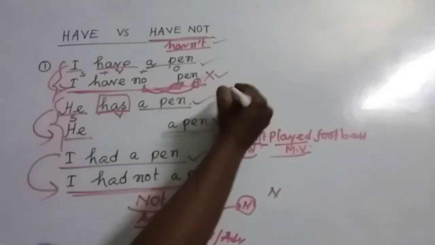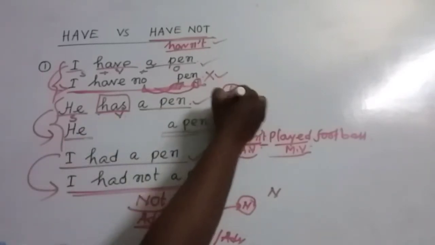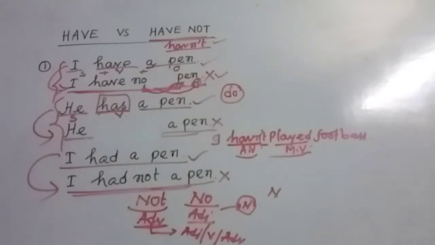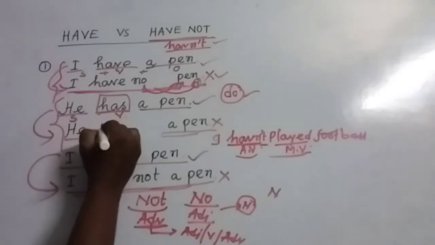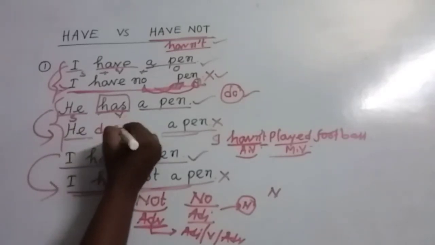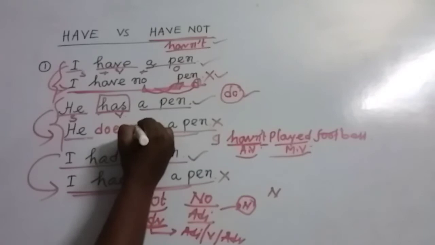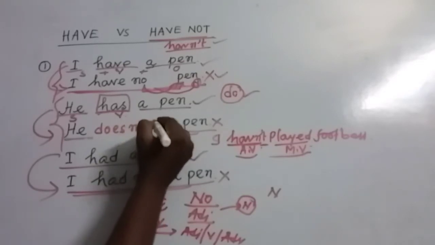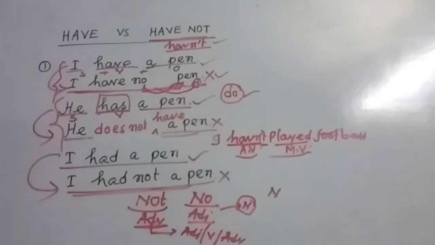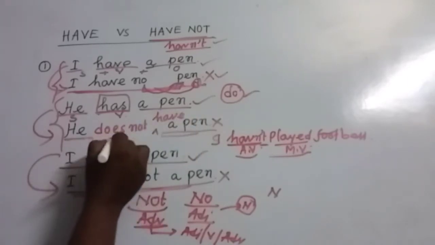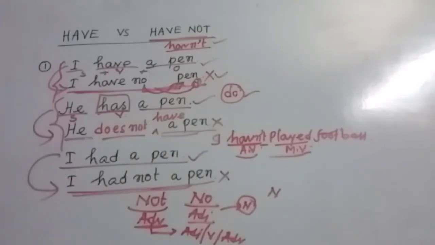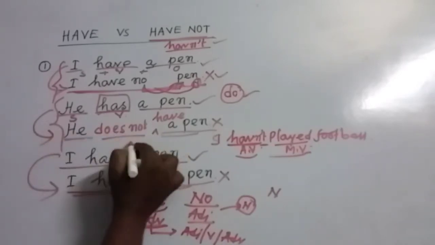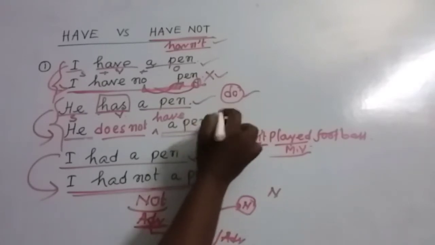That means we are going to introduce one auxiliary verb here, that is do. As it is present tense, we are using do. It is third person, so obviously we have to use does. Then we can use not, and after that we have to write down the main verb in this sentence, which is have. So we have to write down does not have, or you can write doesn't, the contraction. So if you write he does not have a pen, at that time it will be a correct one.